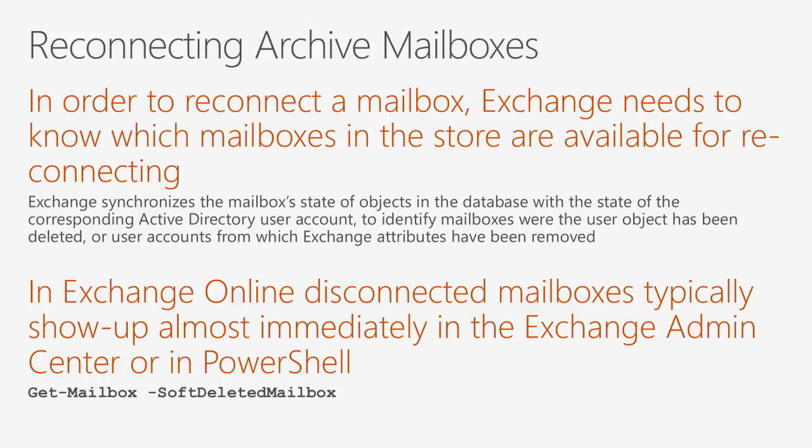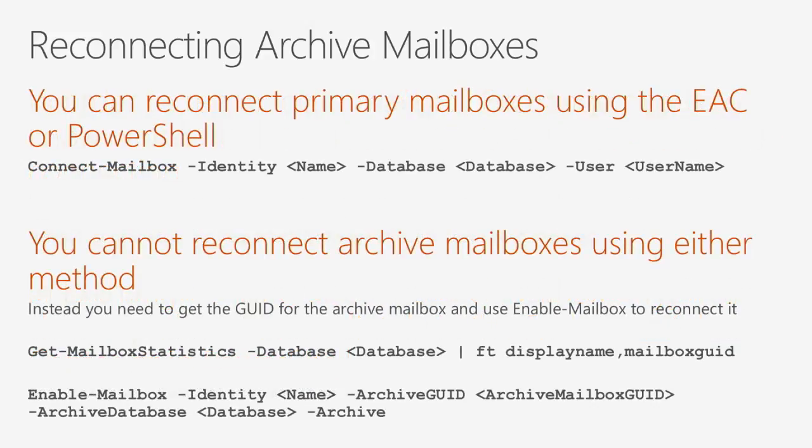And that's how it determines what mailboxes are live and active and which ones are disconnected. And in fact, you could run Get-Mailbox -SoftDeletedMailbox on premises or in Exchange Online, and they'll both show you all the disconnected mailboxes. Now, generally it's easy to reconnect a primary mailbox. You could do that through the Exchange Admin Center, so it's a very quick and easy GUI experience.